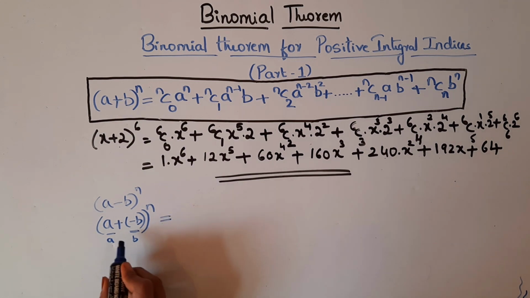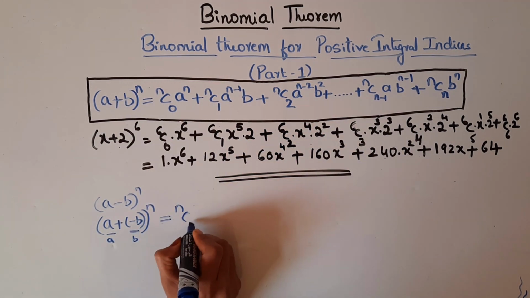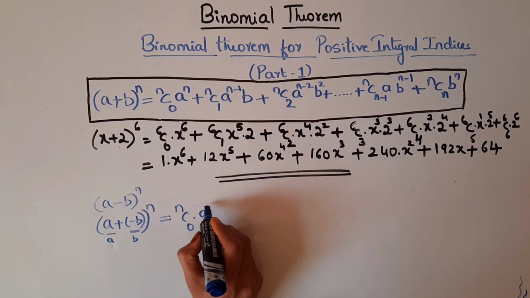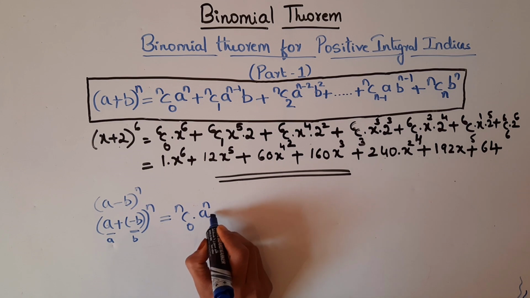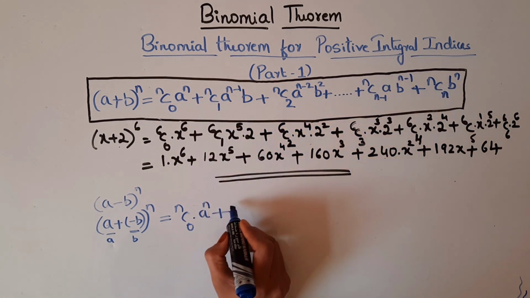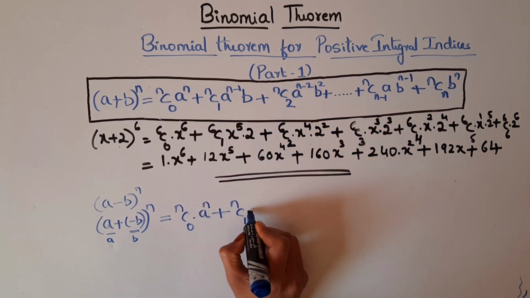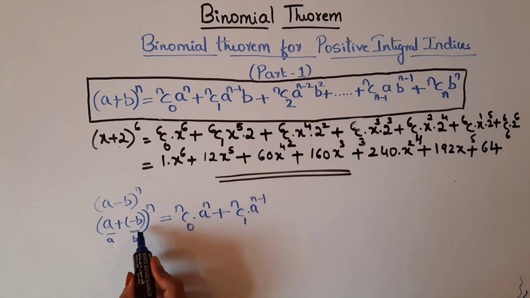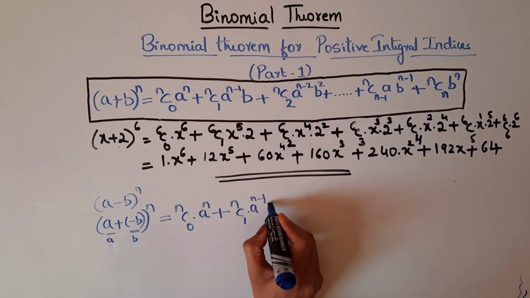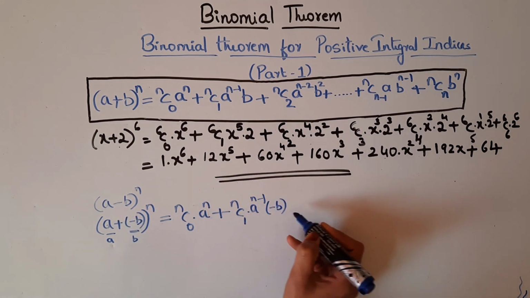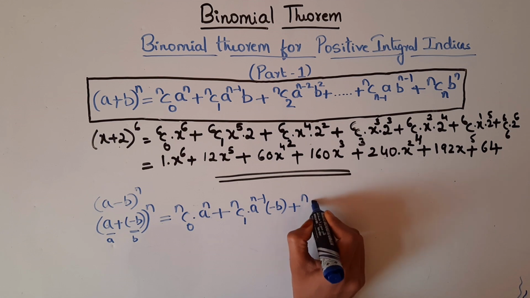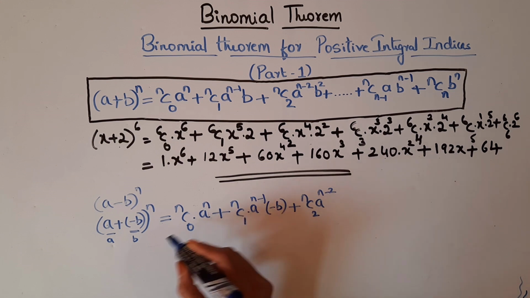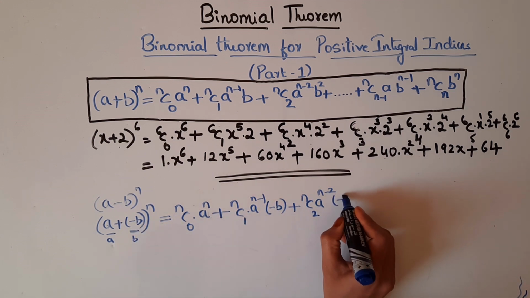So we have nC0 into a is a itself. So we have a^n plus nC1. So nC1 into a^(n-1). But b, what is b? B here is minus b. So I will put minus b. Plus I have nC2 into a^(n-2) into b is minus b. So minus b square.